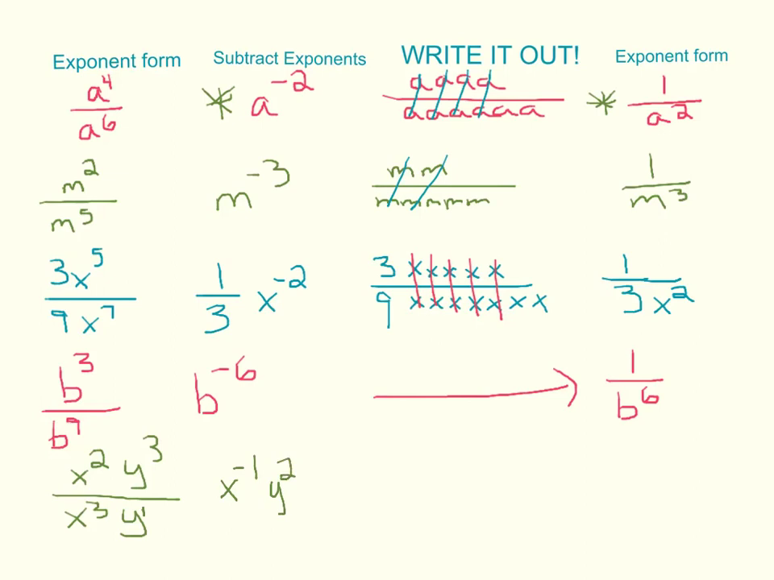In the numerator, I have 2 x's because of x squared, and 3 y's for y to the 3rd, all over 3 x's and 1 y. Match up and cross off. You are left with 2 y's in the numerator, which is y squared, all over 1x in the denominator.